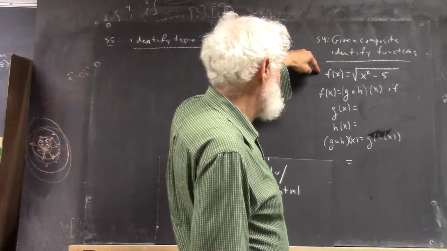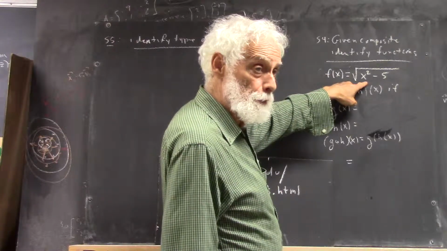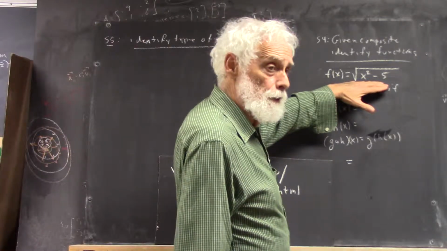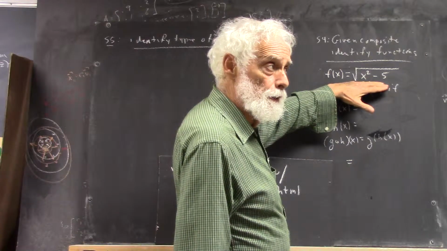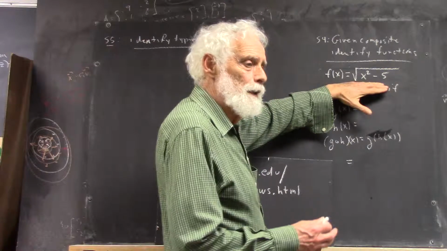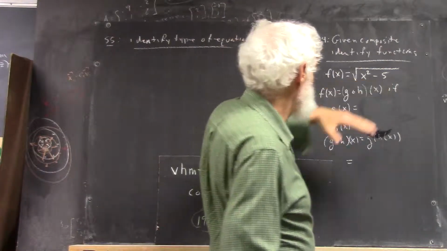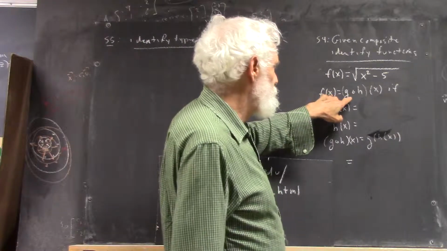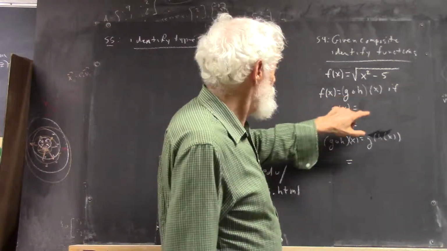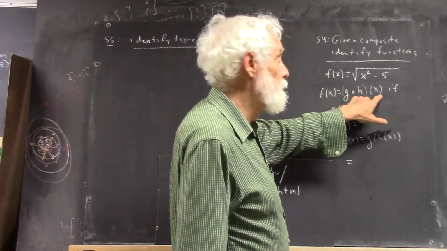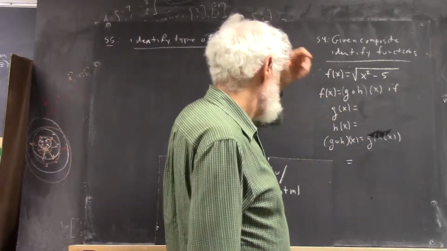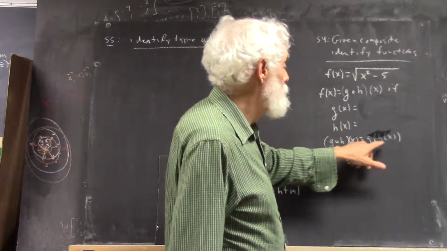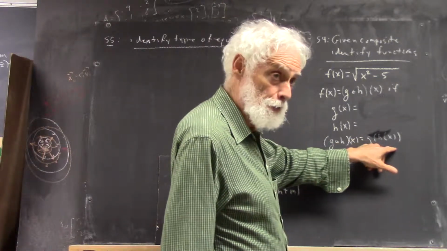So f of x is the square root of x squared minus 5. We want to identify the functions that go together as a composite to form this function. Okay, so f of x is going to be a composite of two functions, g and h. It's going to be the composite g circle h of x. Now, g circle h of x again means what? It means g evaluated at h of x.